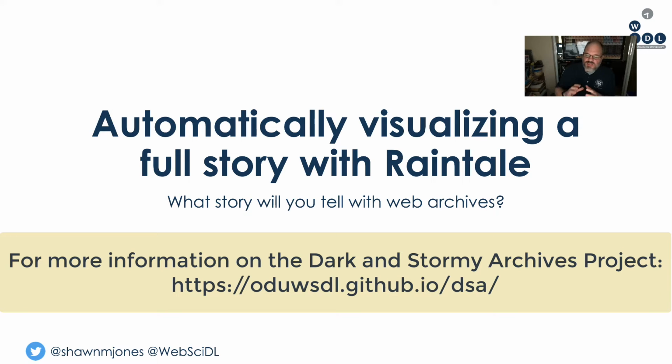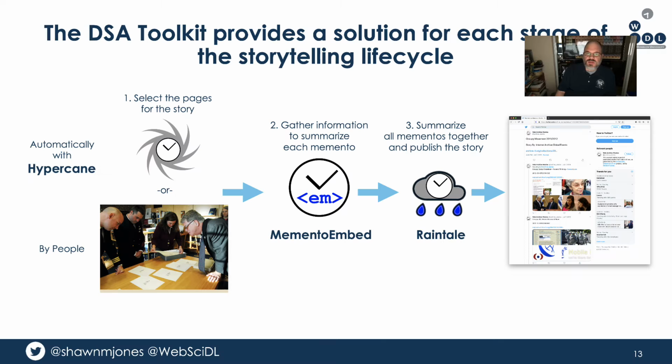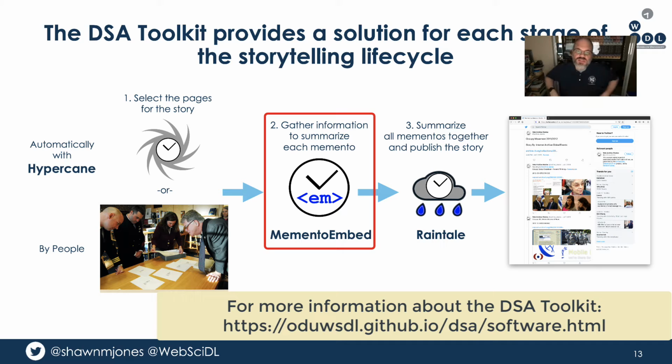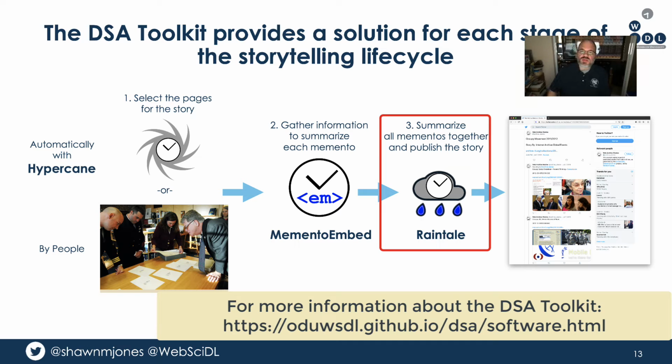We're looking to combine social media storytelling with some mementos that are found in web archives. And the DSA toolkit provides a solution for each stage of the storytelling lifecycle. In a previous video, I went over what you could do with Memento Embed and the different types of surrogates that you can produce. In this video, we're going to summarize all mementos together and publish the story. Essentially, we're going to do step 3.